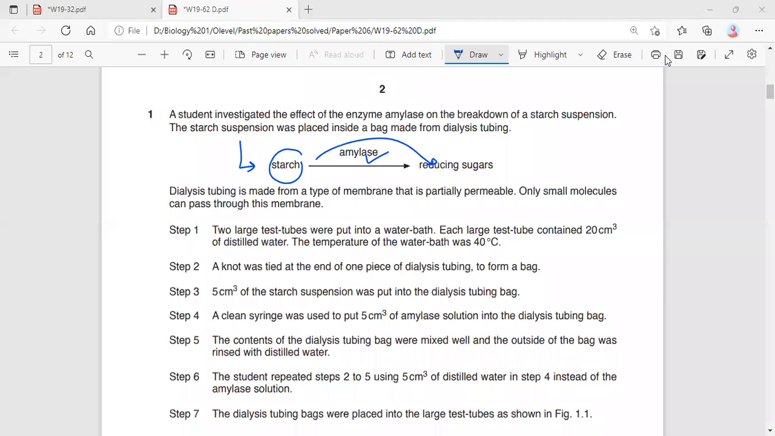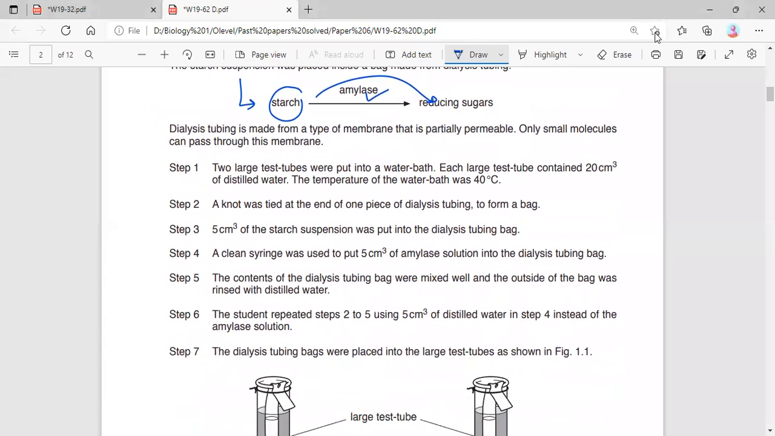Okay. So if I am investigating the effect of enzyme amylase, I might put amylase in one test tube and the other test tube without amylase, for example. The dialysis tubing is made from a type of membrane that is partially permeable. What does partially permeable mean? He told me, only small molecules can pass through this membrane while the large molecules cannot pass through.